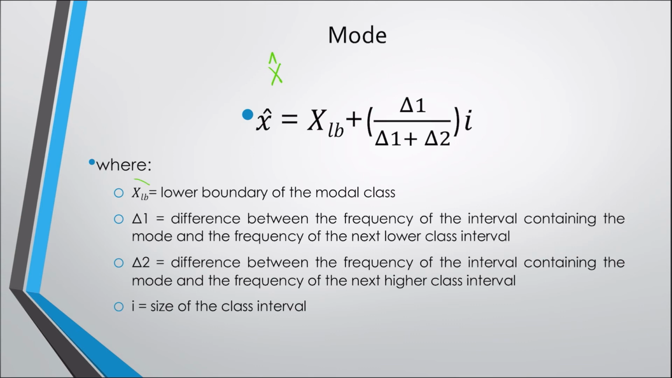So, ito naman, katulad din ng median, lower boundary of the modal class. Next is this one. Triangle 1 or difference 1. So, yung difference between the frequency of the interval containing the mode and the frequency of the next lower class interval. So, mukha lang nakakalito pero mas madali ang mode kesa sa median. Okay? Ito naman yung difference 2 at yung class interval. Proceed na tayo sa examples.